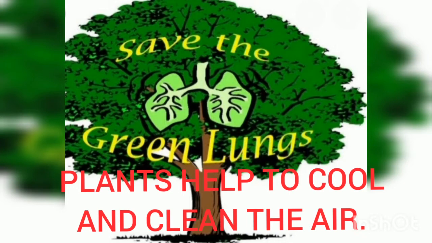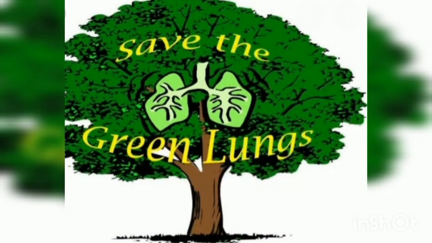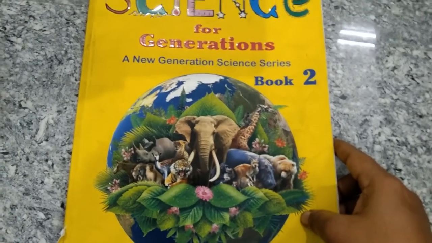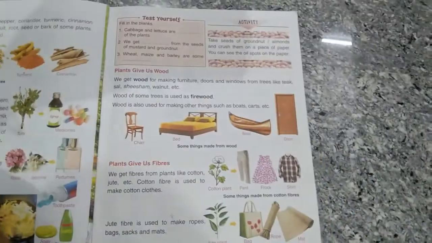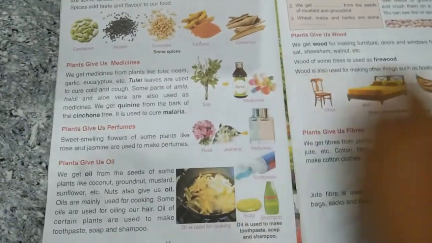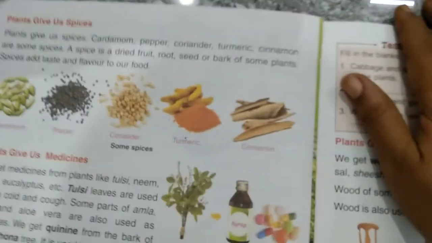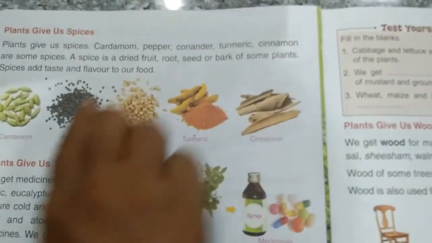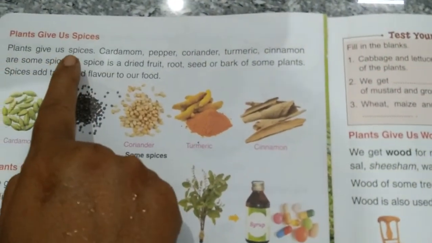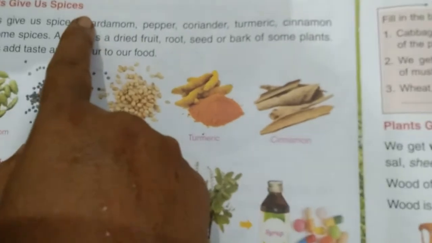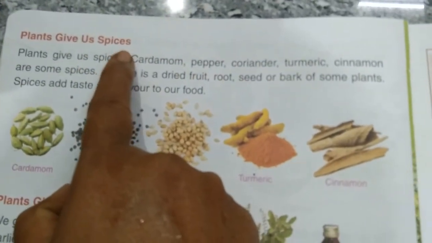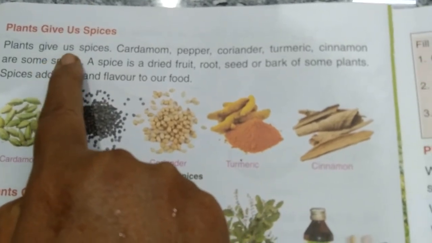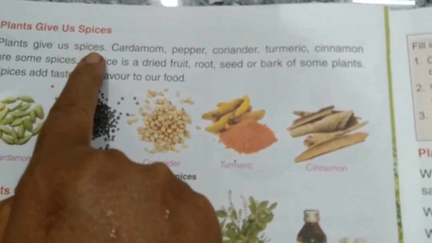Okay, next we will start the book reading. Children, this is our reading time. Take our science book, take page number 14. See this, keep your finger and listen. Plants give us spices.